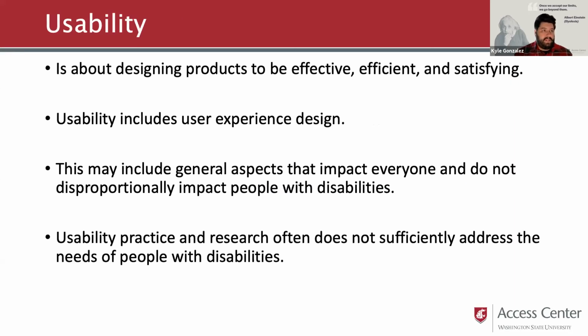Usability is about designing products to be effective, efficient, and satisfying. And usability includes user experience design, so how it's made, keeping in mind who is going to be using it and how and why as part of the design process. And this may include general aspects that impact everyone and do not disproportionately impact people with disabilities. Usability practice and research often does not sufficiently address the needs of people with disabilities. And you may learn a little bit more as to why as we go through this presentation.